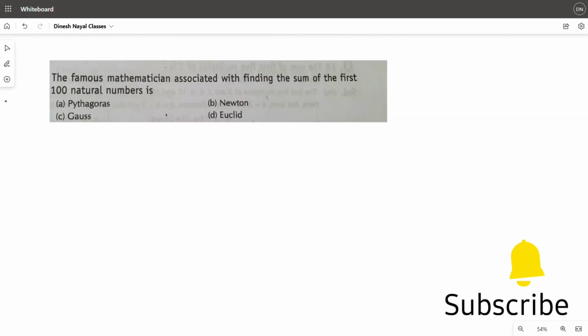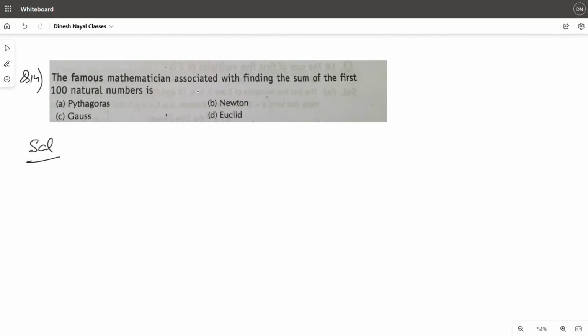Now question 14. Who is the famous mathematician associated with finding the sum of the first 100 natural numbers? We know that Gauss was a famous mathematician associated with finding the sum of the first 100 natural numbers, 1 plus 2 plus 3 and so on up to 100. So the answer is C. C is the correct answer.